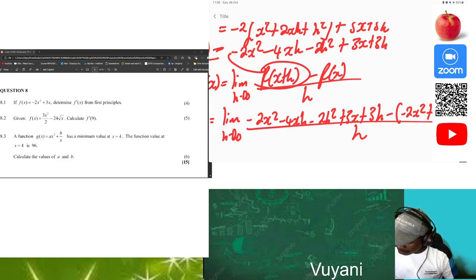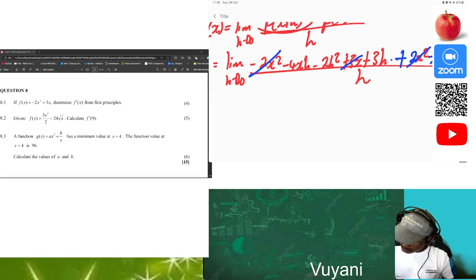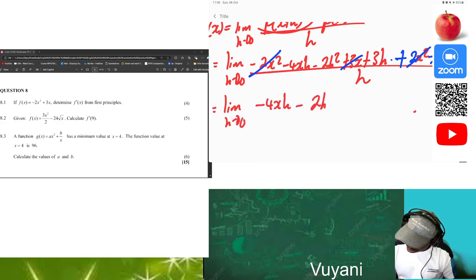Then if we remove the brackets, negative times negative gives a positive there. So now we can see that negative 2x squared and positive 2x squared equal 0, and 3x and negative 3x will be equal to 0. So now we'll be left with the limit as h approaches 0 of negative 4xh minus 2h squared plus 3h, divided by h.